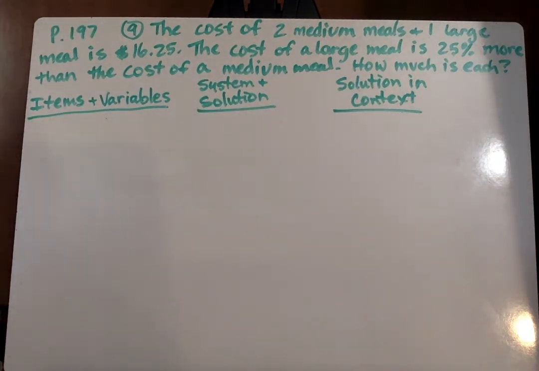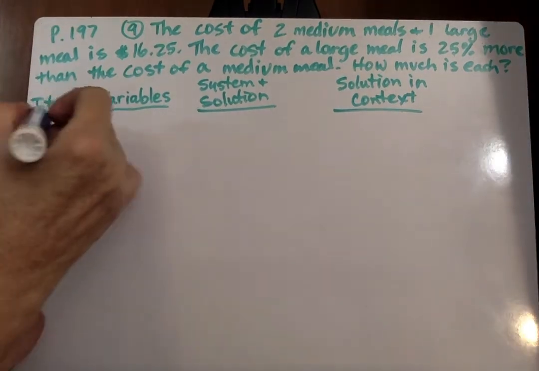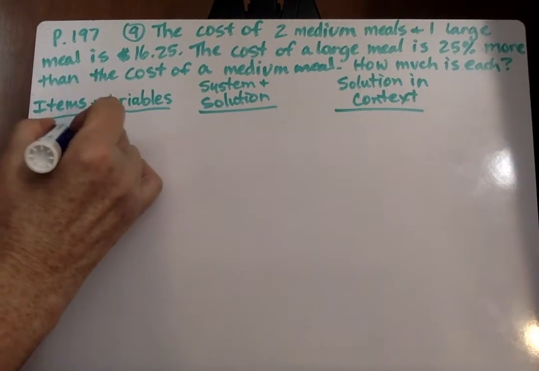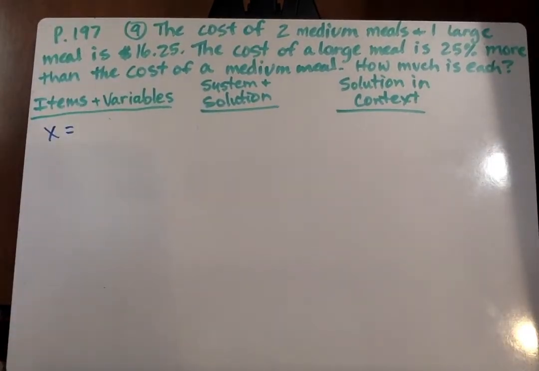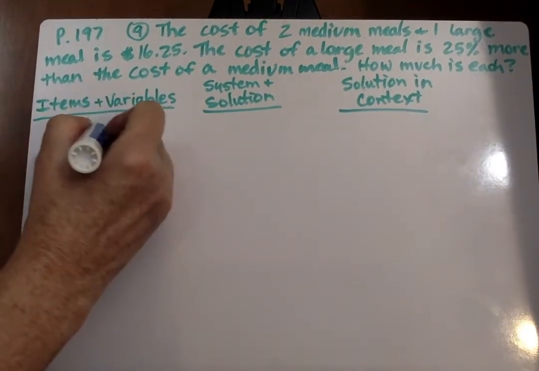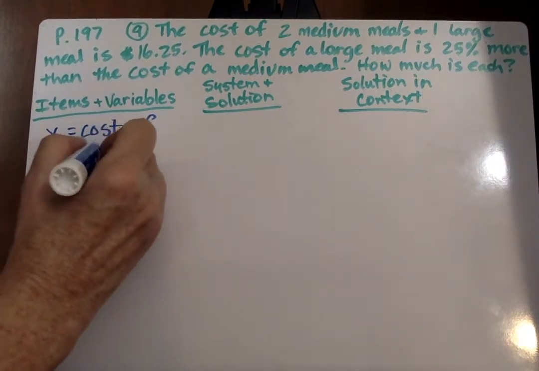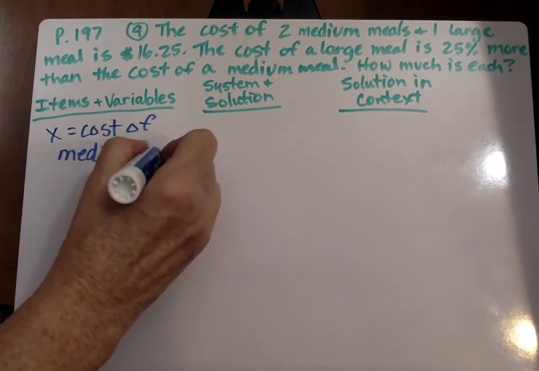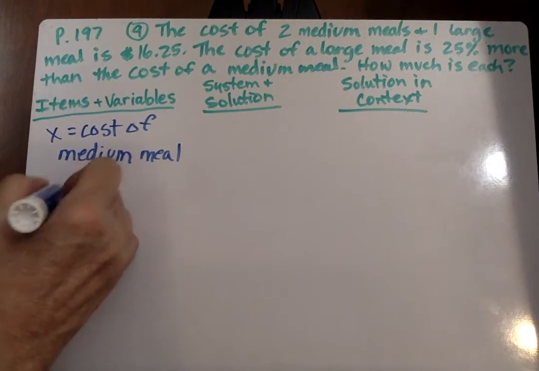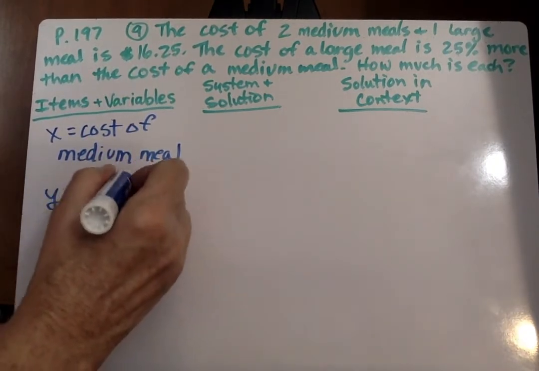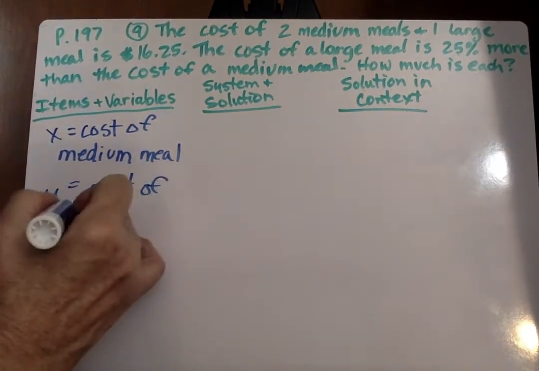So the first thing we have to do is put our items and variables, decide what we want. So we're going to put x equals the cost of a medium meal. y equals the cost of a large meal.